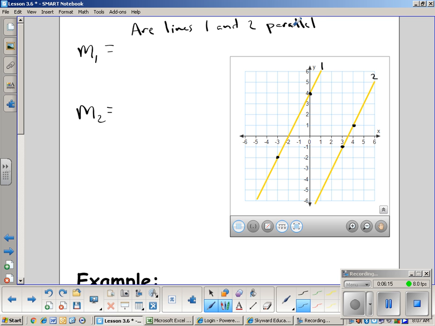So how will I know if those lines are parallel or not? Yeah. Finding the slopes. Find the slopes, and what's special about the slopes will tell me if they're parallel. If they're equal, then the lines are parallel. If I don't get the same number for my slopes, then the lines are not parallel, right?